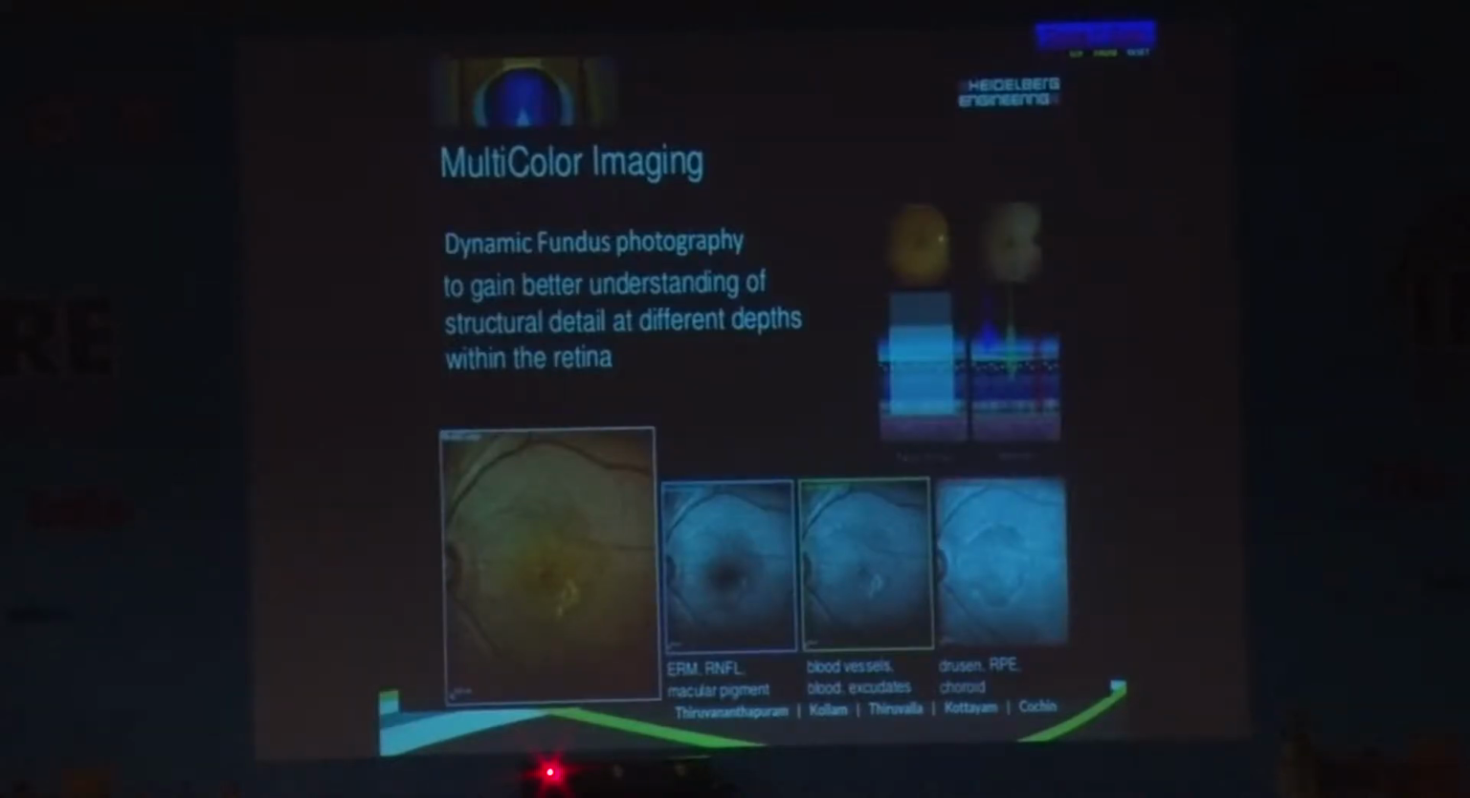So to conclude, multicolor imaging is a dynamic fundus photography. It helps us gain a better understanding of the structural detail at different depths. It cannot be used as a standalone tool, but it can be used as part of the multimodal imaging platform.